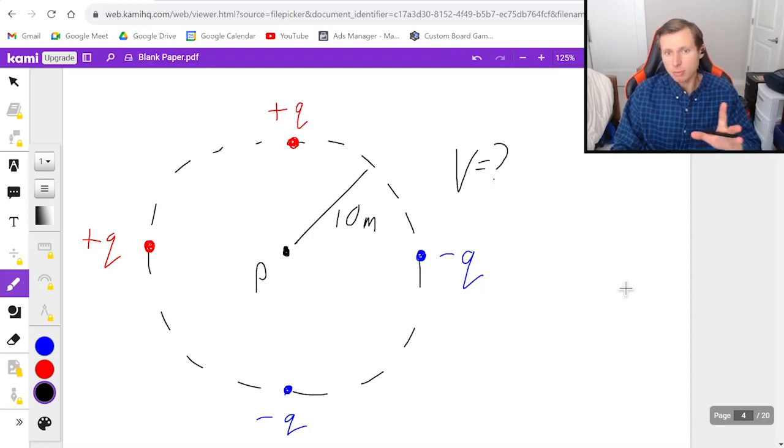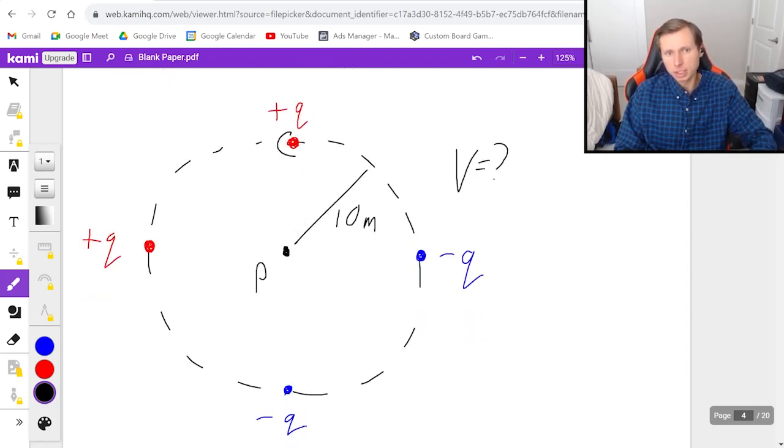So first, you may be thinking, the position matters, like above, below, left, right, because it mattered for forces and it mattered for electric fields. However, as it turns out, it does not matter at all for voltage or electric potential. The only thing that matters is the charge and how far away we are. Let me explain what I mean.